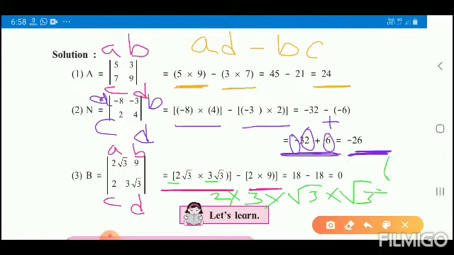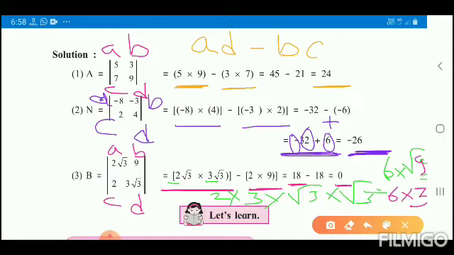So you will get here 2 threes are 6. Then root 9. What is the value of root 9? Root 9's value is 3. So 6 multiplied by 3, you will get the answer 18. And 18 minus 18, so the value of this determinant is 0. Do you understand this? Okay.